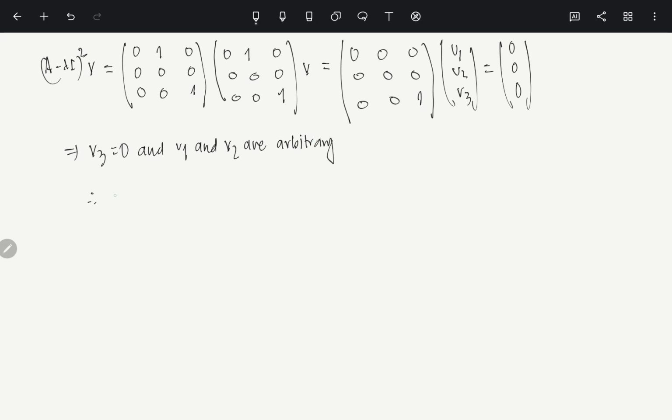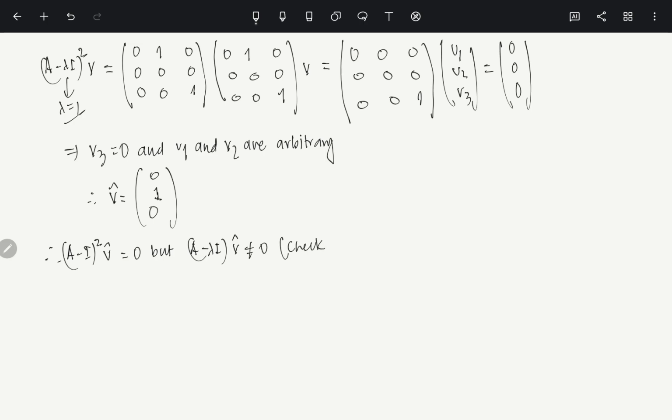So therefore, the vector which you are choosing here, V1, V2 is arbitrary, so let's just choose it to be 0, 1, 0. Clear? Okay. So this V, let's call it V tilde. Then (A minus I) squared times V tilde is 0, where lambda is 1 here. But you can check that (A minus lambda I) times V tilde is non-zero. So please check this part. It's very trivial to see, but anyways, please check it.